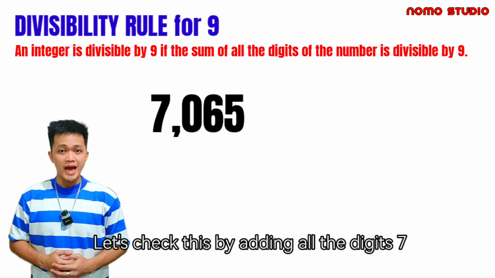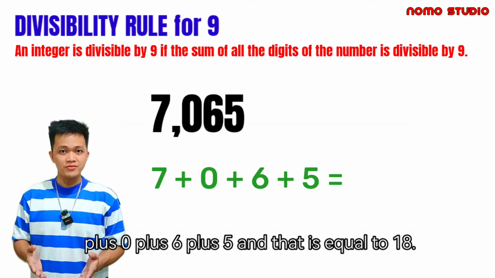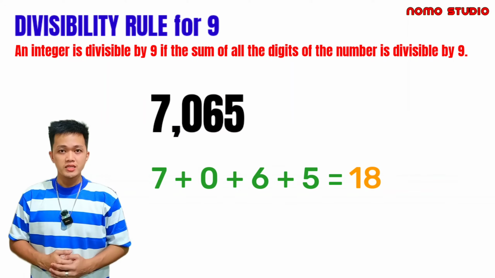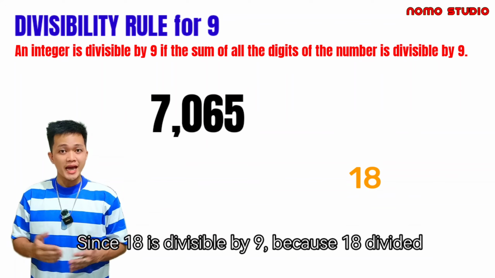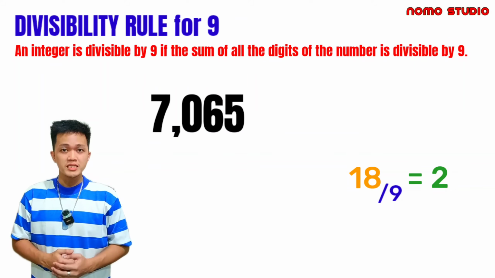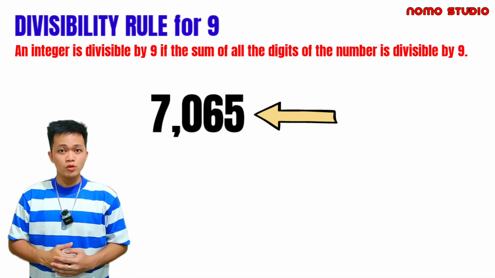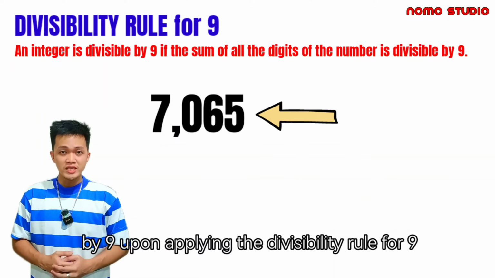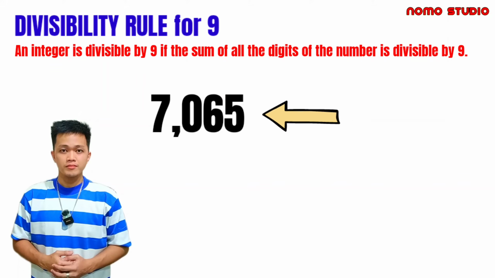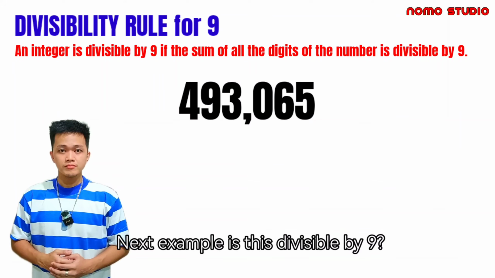Let's check this by adding all the digits. 7 plus 0 plus 6 plus 5, and that is equal to 18. Since 18 is divisible by 9, kasi nga 18 divided by 9 is exactly equal to 2, which means the remainder is 0. Therefore, we can say that this is divisible by 9 upon applying the divisibility rule for 9. Next example. Is this divisible by 9?